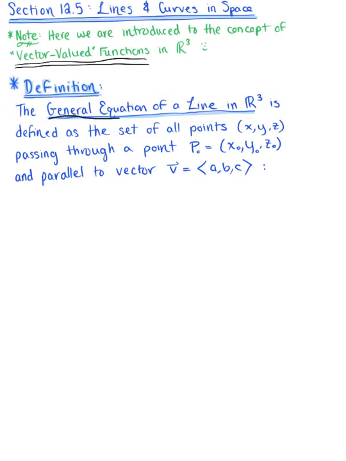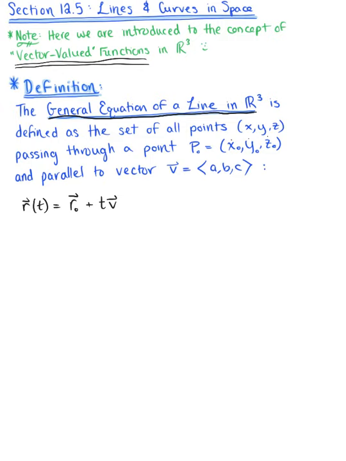The general equation of a line in space is defined as the set of all ordered triplets x, y, z passing through a point P naught defined by the components x naught, y naught, z naught and parallel to a vector v. So how do we define this vector-valued function of a line? Well, the function itself is defined as vector r of t, and this is going to be equal to a position vector r naught plus t times the parallel vector v.